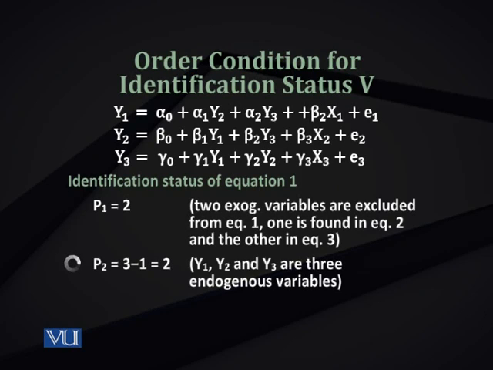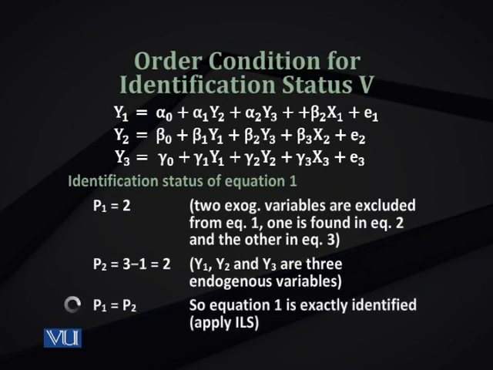This time P2 is 2 instead of 1, because you have three endogenous variables, y1, y2 and y3. And P2 is defined as the number of endogenous variables minus 1, so you have 3 minus 1 is 2. P1 was also 2 in the case of equation 1, and P2 is also 2. As P1 is equal to P2, the equation should be exactly identified, and you should apply ILS.